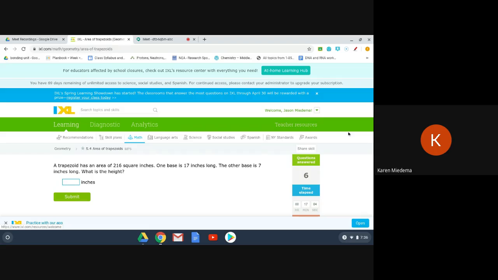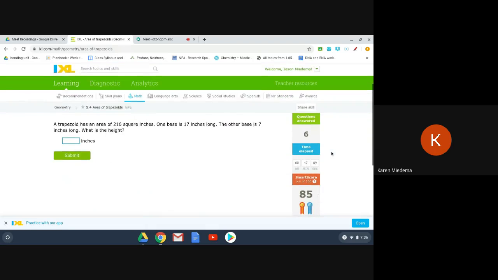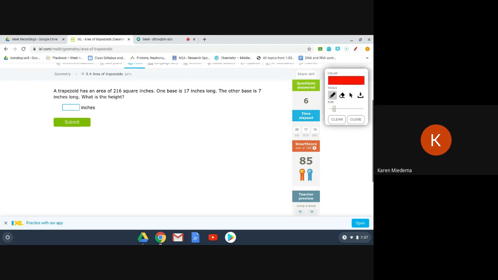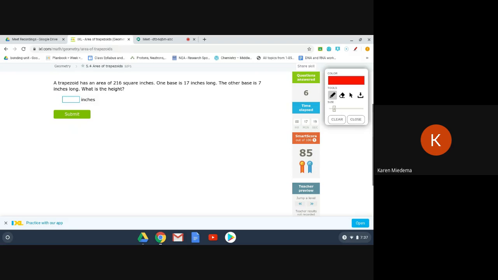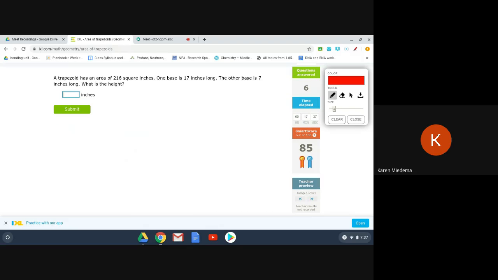Okay. I'm going to go ahead and do the next one with you as well, just because it's another example without the diagram. So it says a trapezoid has an area of 216 square inches. One base is 17 inches long, the other base is 7 inches long. What is the height? So once again, you always want to start with that formula. Area equals B1 plus B2 over 2, taking the average of the bases, all multiplied times the height.